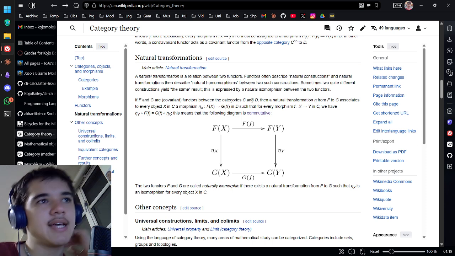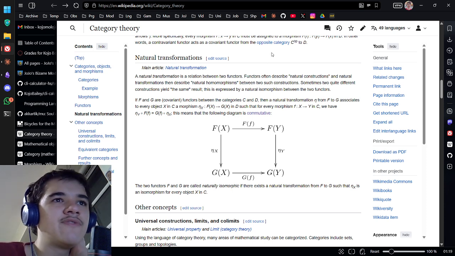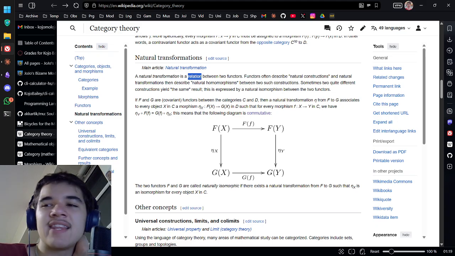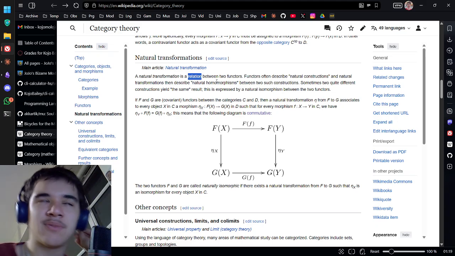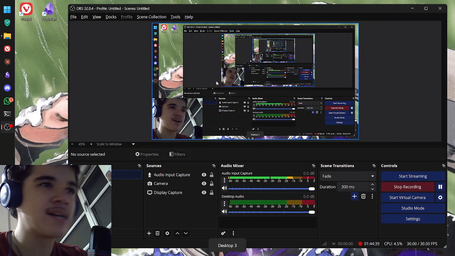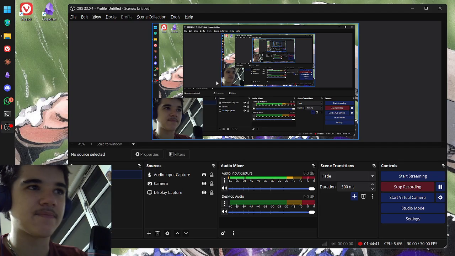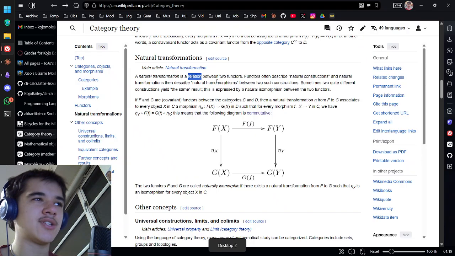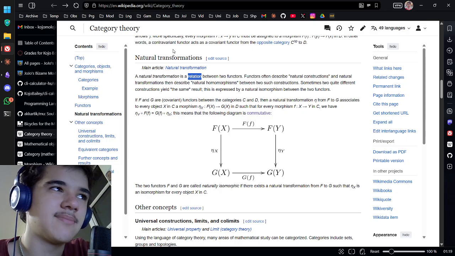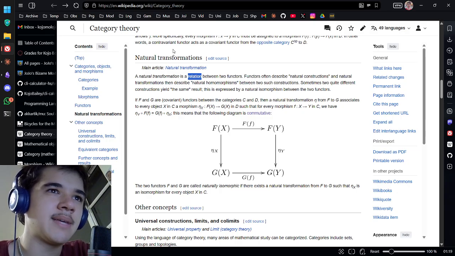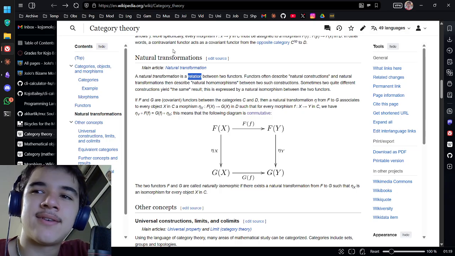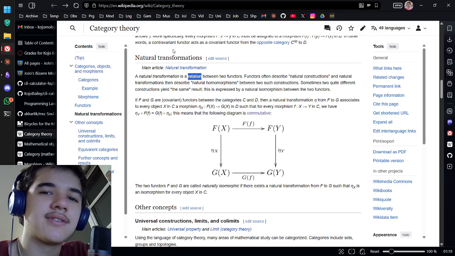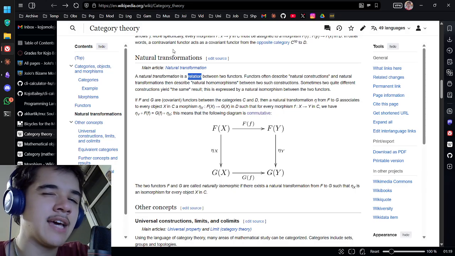Natural transformations. A natural transformation is a relation between two functors. Notice how it doesn't say morphism. Now, see, the language is the most interesting part here. Well, not the most interesting, but it is a very interesting and very important part, because it just says relation. What's the difference between a relation and a morphism? Are they the same thing? Because there's a mathematical definition of relations, which is not the same as saying a relation necessarily in real life.